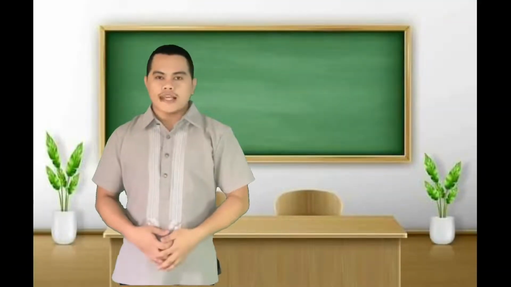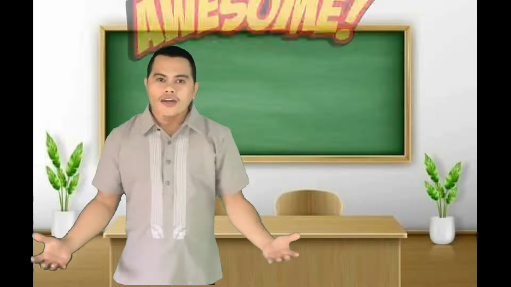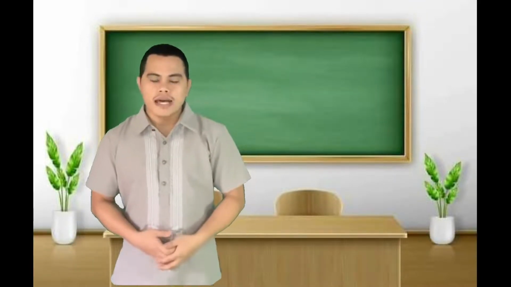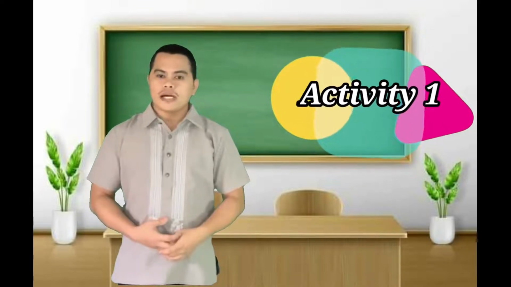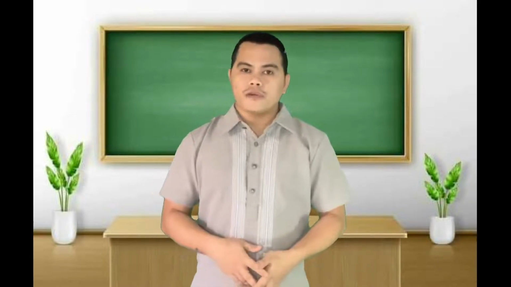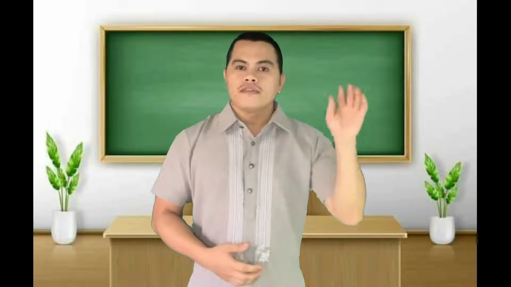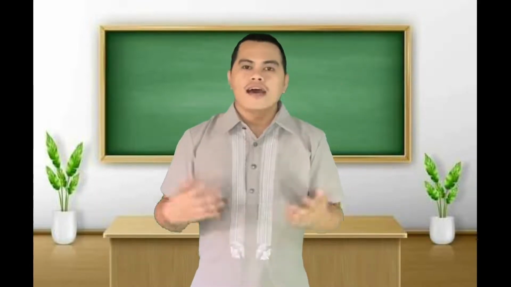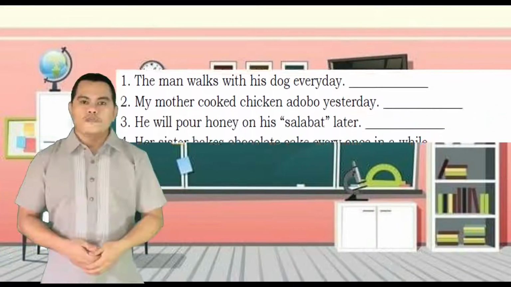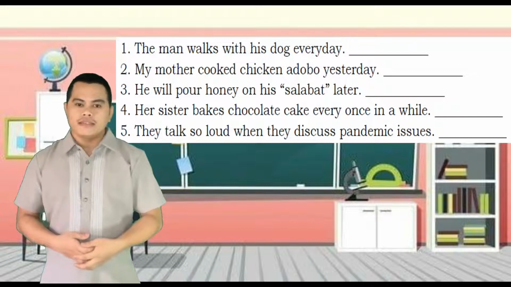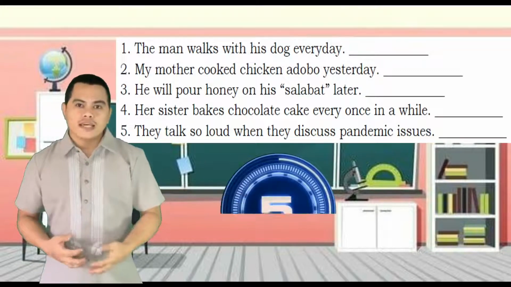Kids, do you understand our topic? Yes! Awesome! Now that you know how to identify the tenses of the verb, let us move on to activity number 1. Read the sentences and identify what tense of verb is used. I will give you 5 seconds to answer. Are you ready, kids? Yes! Okay, let's start. For number 1, the man walks with his dog every day. Is it past, present, or future?